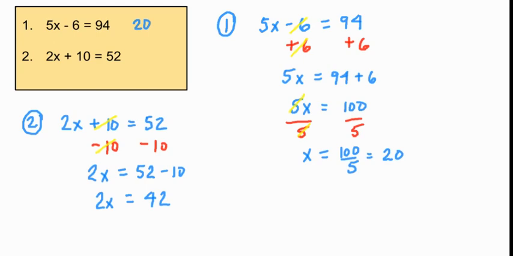What is being done to x? Well, it's being multiplied by 2. So let's divide both sides by 2. The opposite operation. That's going to cancel out the 2. And that will leave us with x alone on the left-hand side. X equals 42 divided by 2. And that is 21. So our answer to problem 2 is 21.